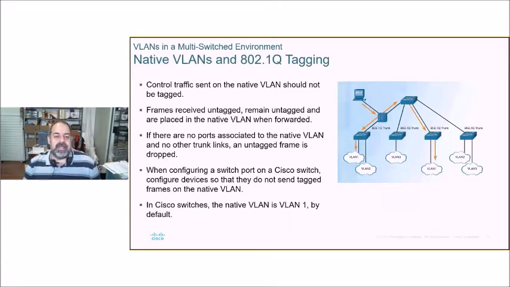Okay, so native VLANs and 802.1Q tagging. Control traffic sent on the native VLAN should not be tagged. Frames received untagged remain untagged and are placed in the native VLAN when forwarded. If there are no ports associated to the native VLAN and no other trunk links, an untagged frame is dropped. When configuring a switch port on a Cisco switch, you configure devices so they do not send tagged frames on the native VLAN. In Cisco switches, the native VLAN is 1 by default, but as I said, you can change that.